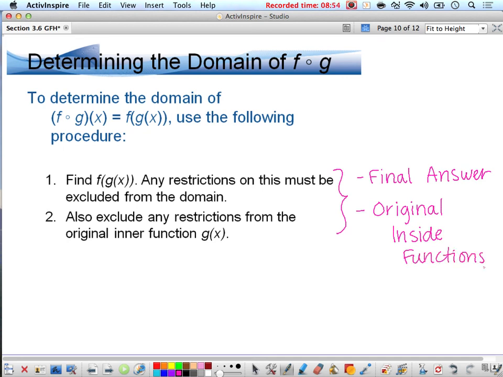And you build your domain from that. So you look at the original inside function and the final function. You do not ever use the restrictions of the outside original function. I know those are a lot of words, so kind of stop and think about them. Maybe we'll have time to do one.